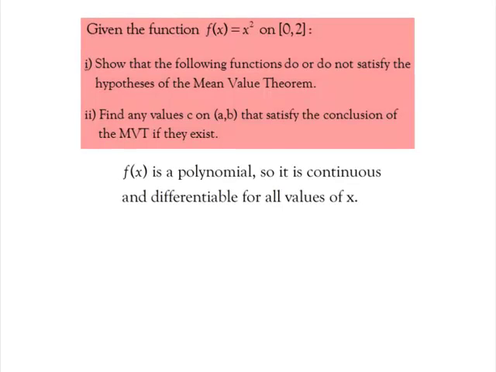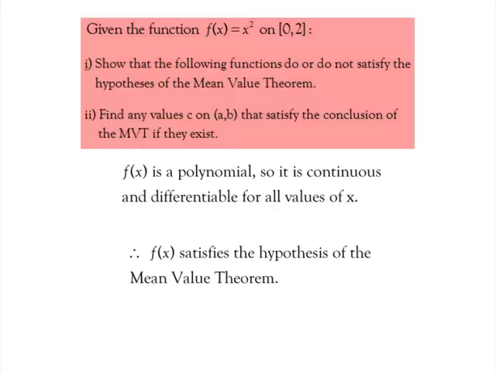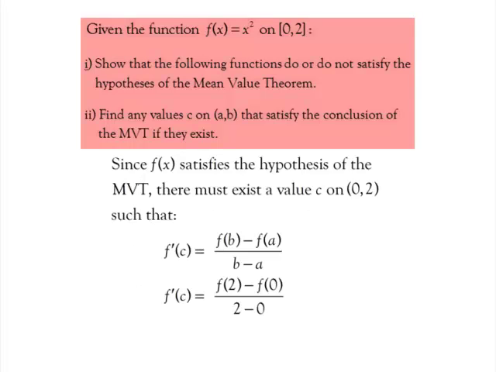So, given the function x squared on 0 to 2, f is a polynomial, so it's continuous and differentiable for all values of x, so therefore it has to satisfy the mean value theorem. So let's find the value c for which it works. We've got that f prime of c is equal to f of 2 minus f of 0 over 2 minus 0. So I'll take the slope over the whole interval.